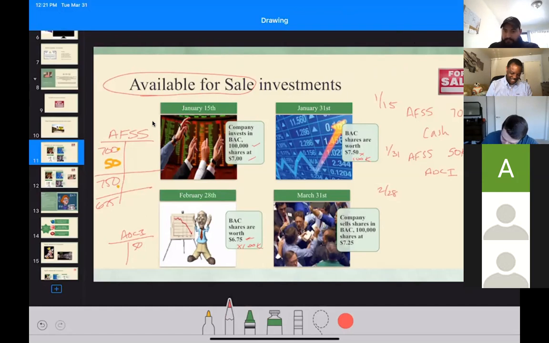No, I'm kidding. All right, so to get to 675, that means this has to get reduced by, what was that, 75? So I credit AFSS for 75K. And my debit is just AOCI.